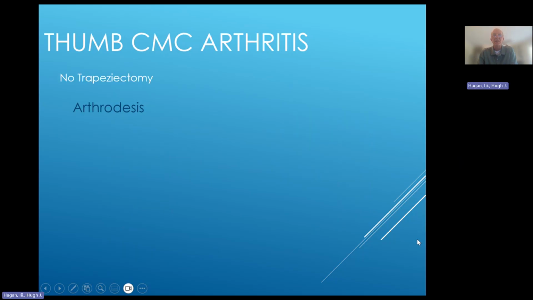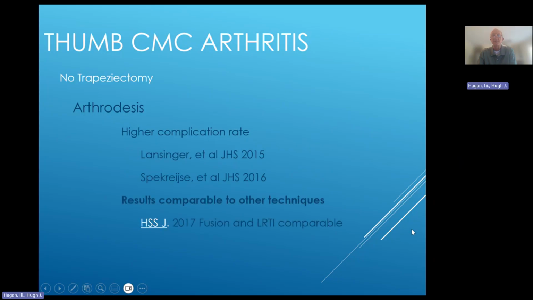And then what about arthrodesis? Well, there's a higher complication rate, failure of fusion, hardware irritation problems, but results are comparable to other techniques. The 2017 review showed fusion and LRTI arthroplasty to be comparable. Better internal fixation, as demonstrated by Marco Rizzo, has improved the results of fusion. So it's something to consider.